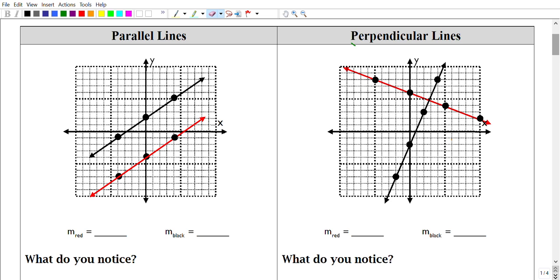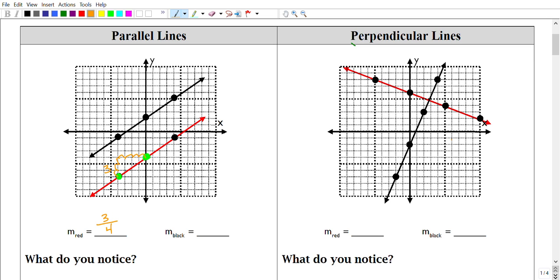Okay, so let's go ahead and calculate the slope for this red line here. I'm going to start just like we always do with a point that is on the left, and we're going to go to a point that's on the right. Let's find out what our slope is. Remember, slope is rise over run. So I'm going to go up 3, and then I go to the right 4.